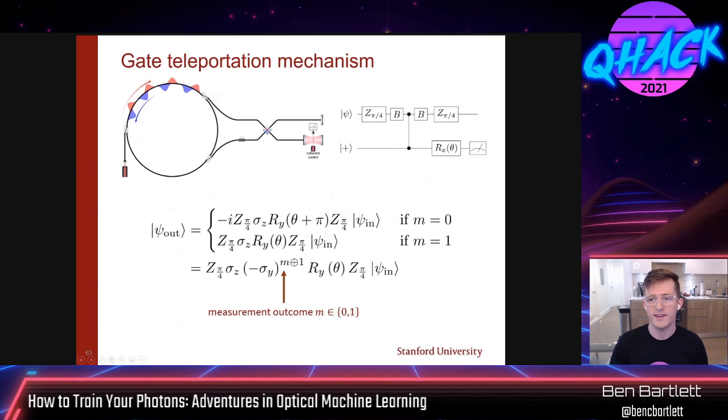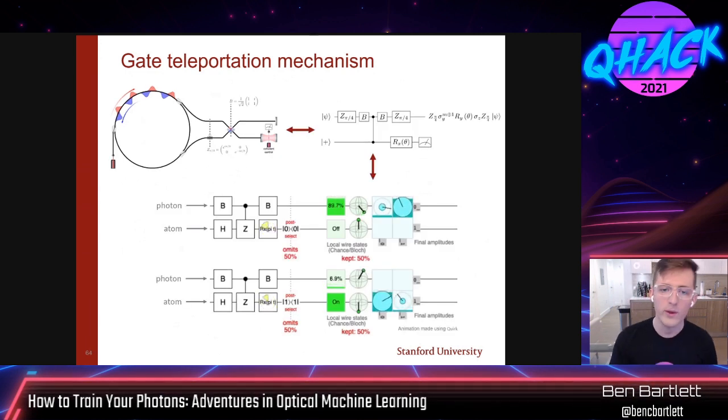So if we simplify this to express psi out in terms of the input state, psi n, then we get that the total operation performed here looks like this. It's the same rotation that we applied to the atom, except in this case, it's going about the y-axis, y instead of about x. And then we've also got some extra rotations about z that are caused by the phase shifter and the beam splitter.